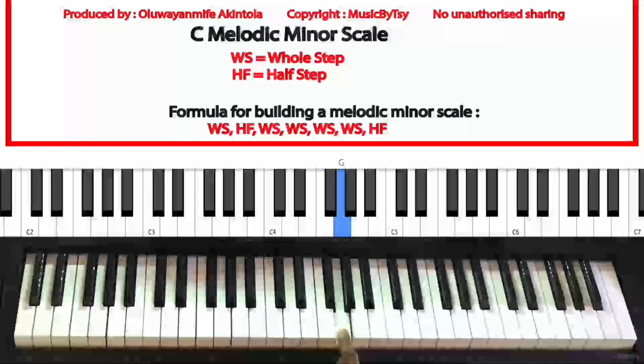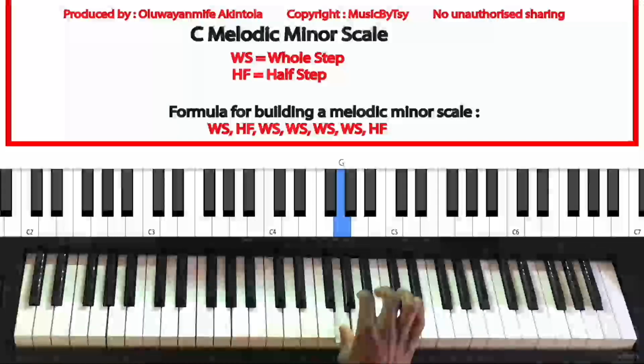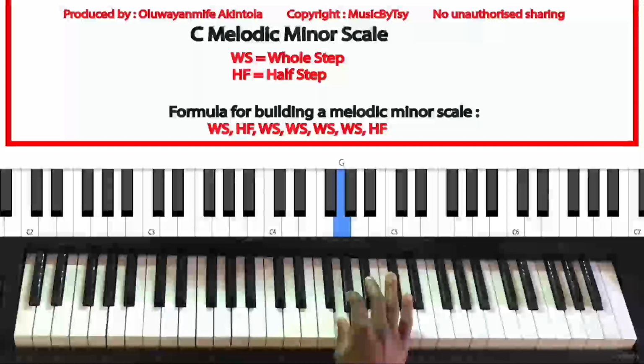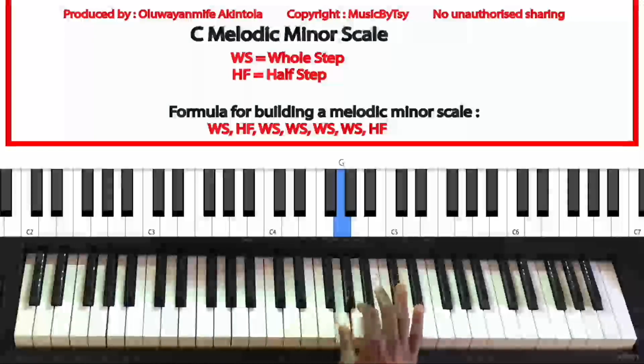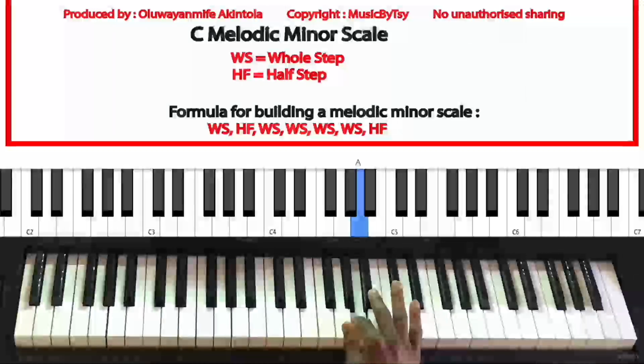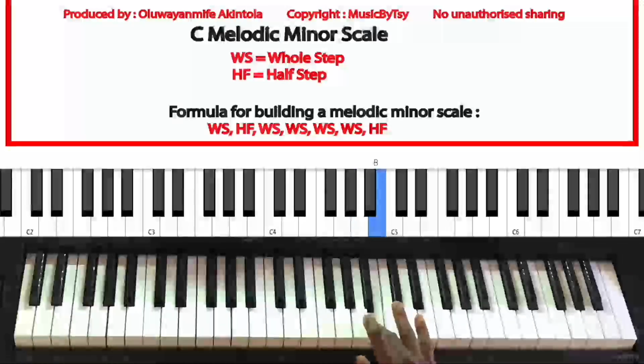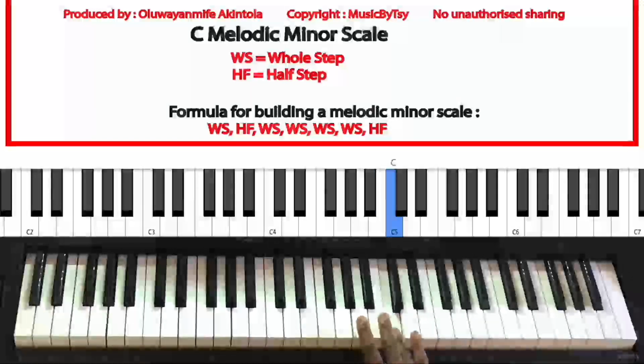Now the 6th note of the C natural minor scale is the key of A flat. Well, we're going to increase that by a half step. So if we go up by a half step from the key of A flat, we're going to land on the key of A. Now the 7th note of the C natural minor scale is the key of B flat. We're also going to increase that by a half step, which means that we're going to land on the key of B. See that? And then we're going to finish on the key of C. So that is another method that can be used to build the C melodic minor scale.